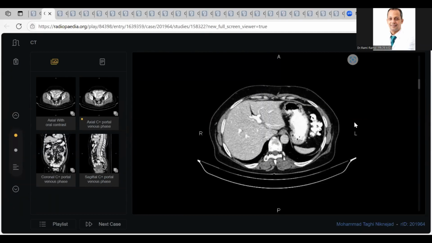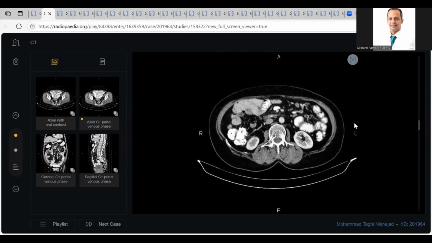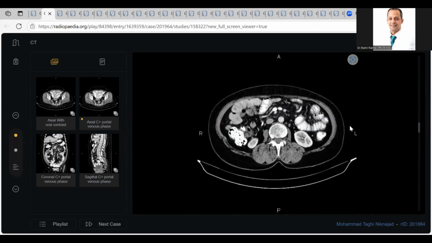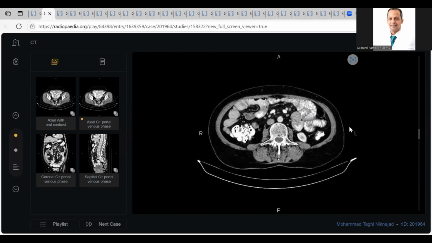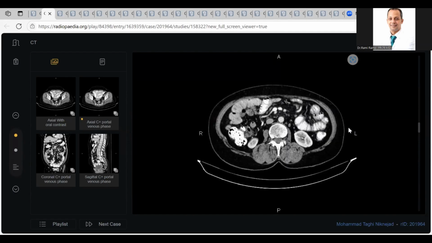The final diagnosis is that this can be celiac disease that leads to the reversal pattern. Could you tell me, please, the underlying pathology of celiac disease? Celiac disease is due to gluten intolerance.